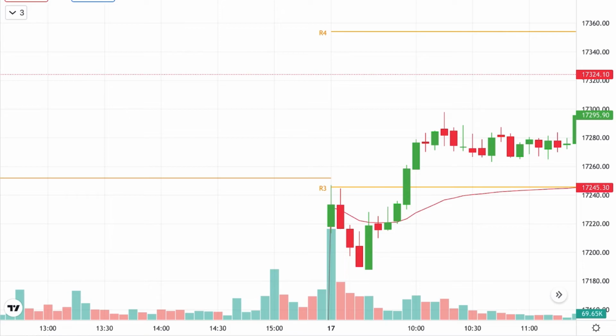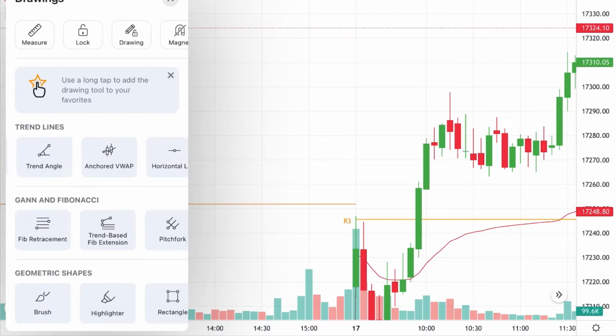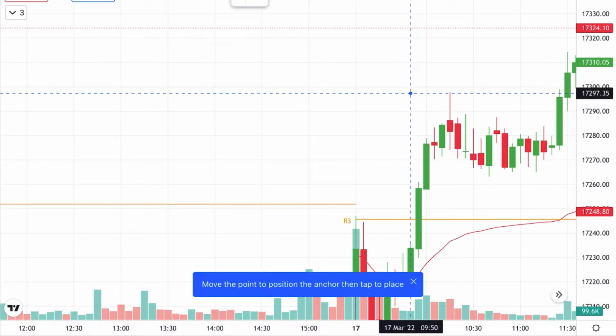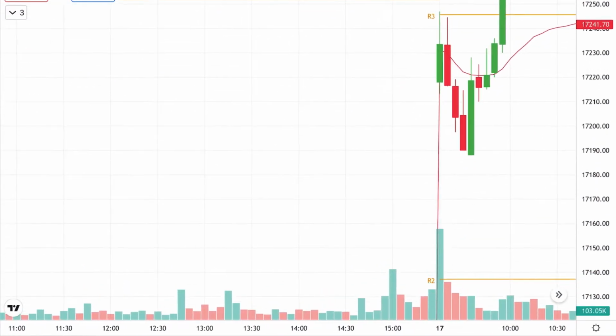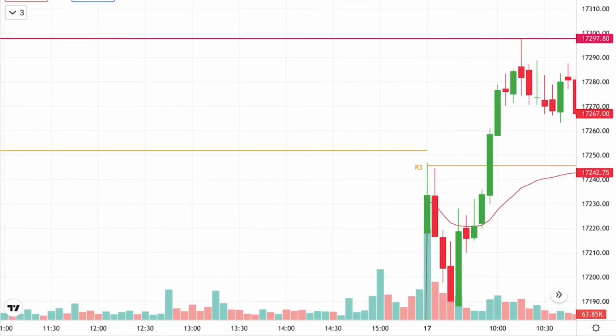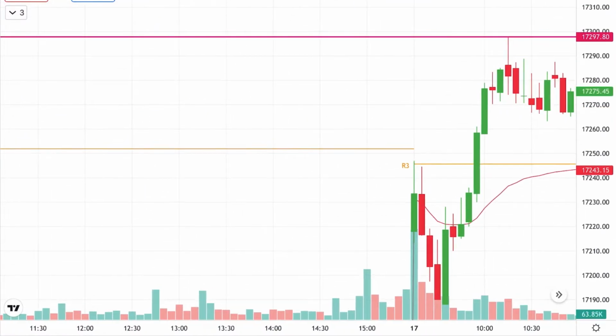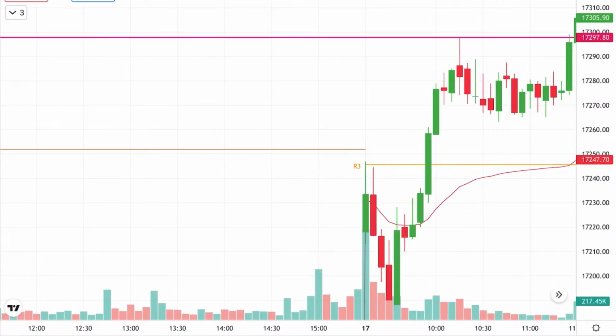So over here, let's talk about the basic examples that I showed you in the drawings right now. So let me mark one resistance. Okay. So this was the resistance for the markets. Why? Because the market opened gap up. There was a huge gap up. It opened gap up, went down, went up, and then made this resistance. After that resistance, market consolidated a bit and then broke out above the resistance level.